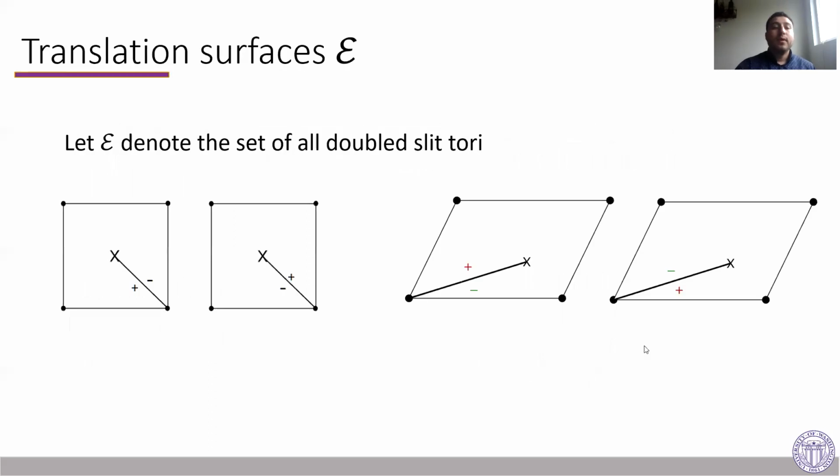Okay, so now let's formalize a little bit. The translation surfaces that I want to consider are double slit tori. So I want to let E denote the set of all double slit tori. On the left here is one example of a double slit torus, and on the right is another example. And I want to look at all of them.